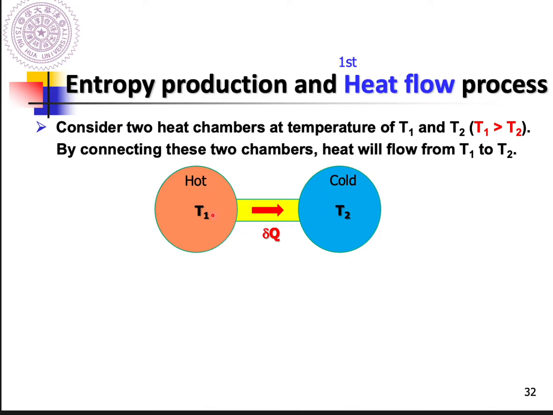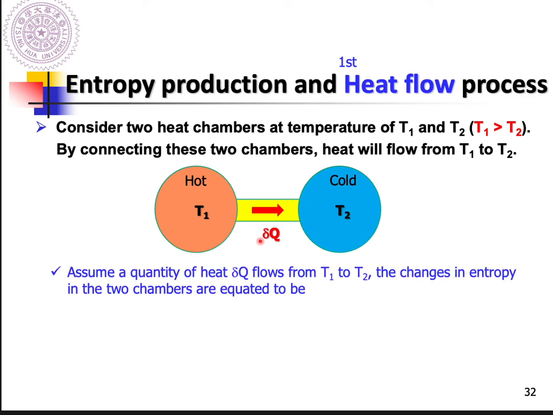And we connect these 2 chambers with a metal bar. As you know, T1 is larger than T2. So after connecting these 2 chambers, there must be a heat flow from T1 to T2, and we call this delta Q. Now we assume the delta Q flows from T1 to T2.